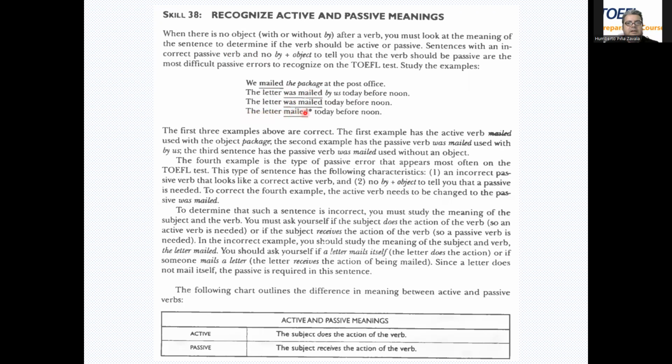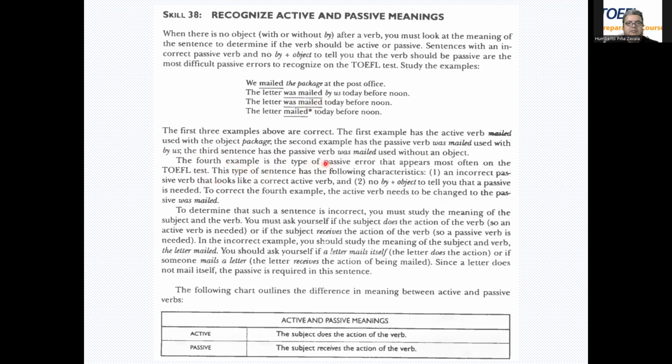The last one, the letter mailed the day before, is incorrect because we don't have any form of the verb be here. So the first three examples above are correct. The first example has the active verb mail used with the object package. The second example has the passive verb was mailed used with by us. And the third sentence has the passive verb was mailed used without an object. We don't know who mailed the letter. It doesn't matter. What's important is that the letter was mailed.